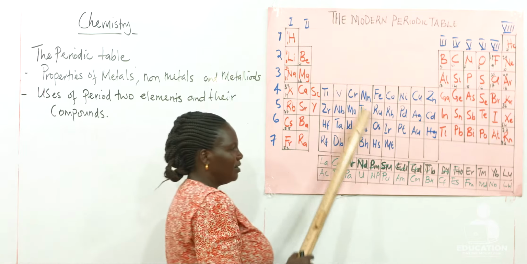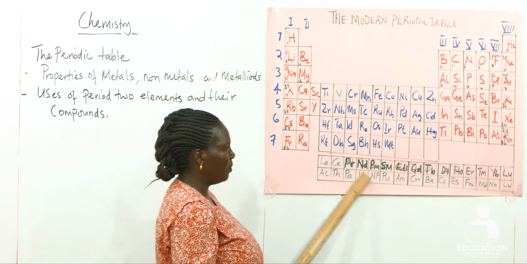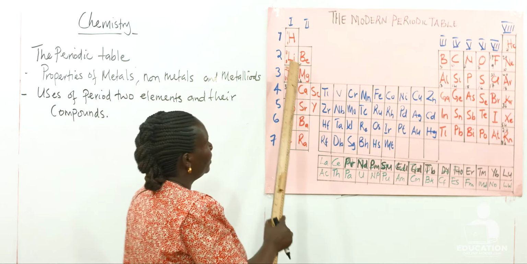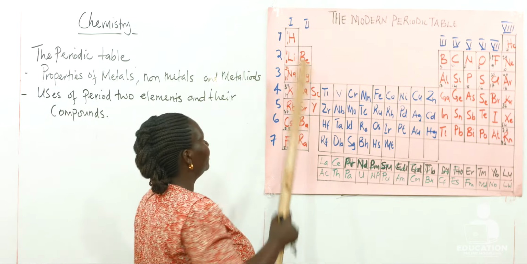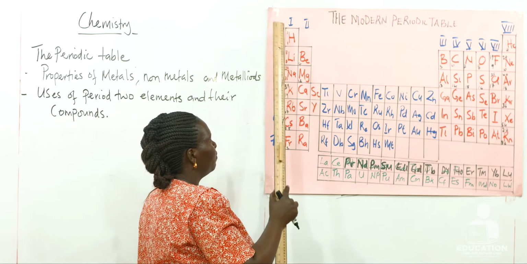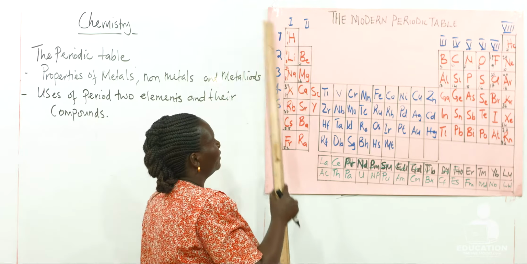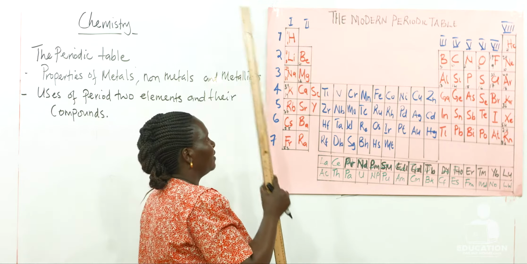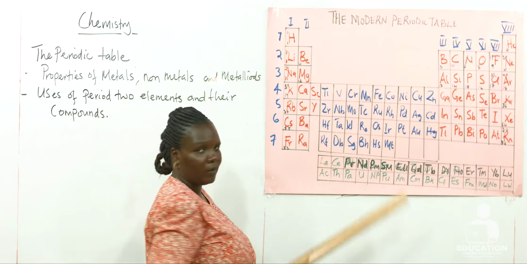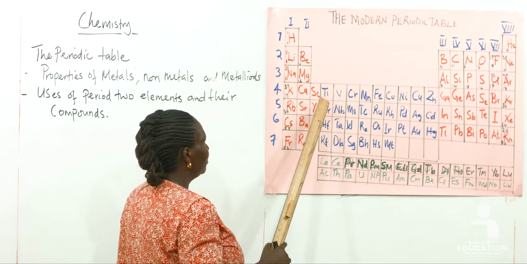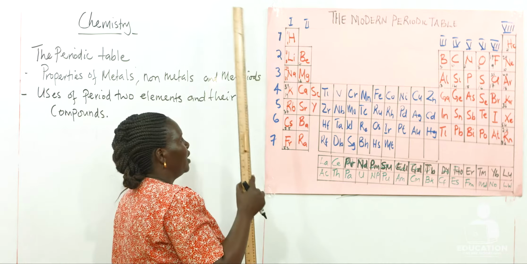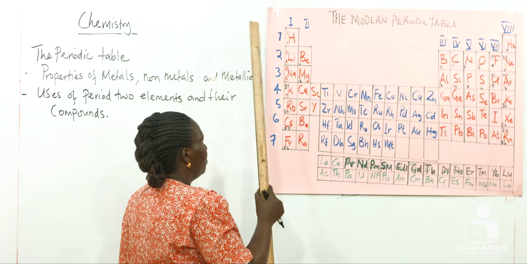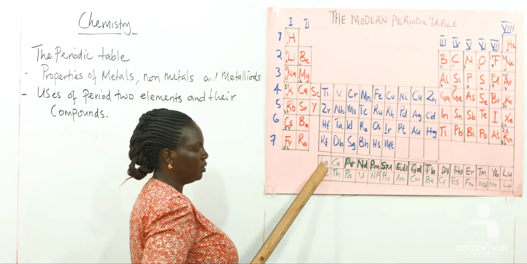As you can see, this is an example of a periodic table. The periodic table, as I mentioned before, is made up of groups, that is the vertical columns, and the groups start from group 1 up to group 8. Then we have the periods, which are the horizontal rows, from period 1 up to period 7.